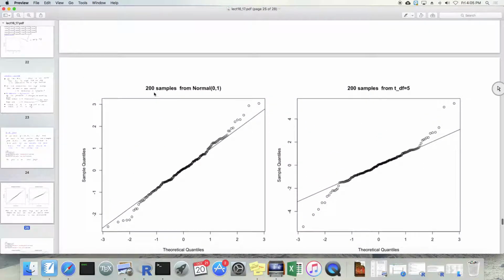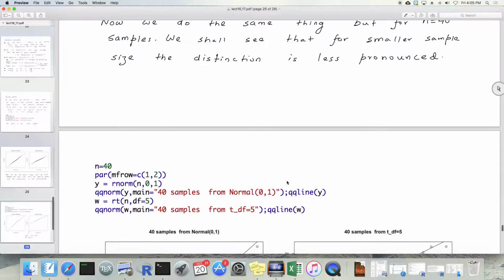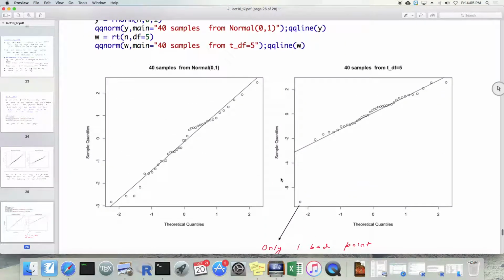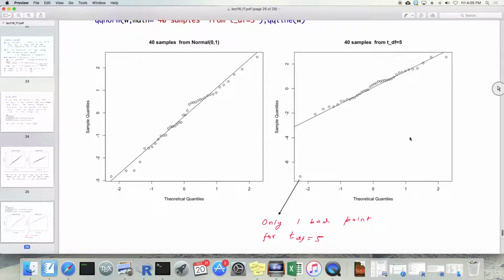Now, here there are 200 samples, but if we decrease the sample size from 200 to 40 samples, as in the next page, once again the left one is from normal 0, 1, and the right hand one is from T. We see that except this point, which shows that it's bad, the rest of them are quite good. So that's the problem. For small sample size, the QQ plot can't make out the bad guys.